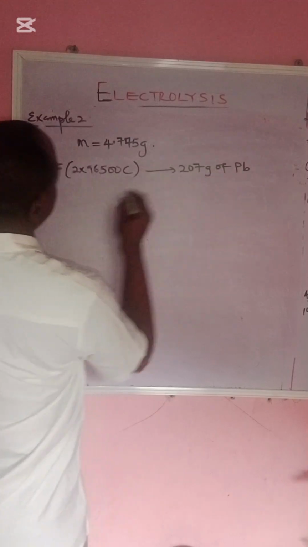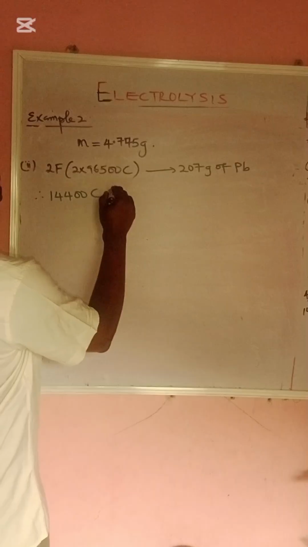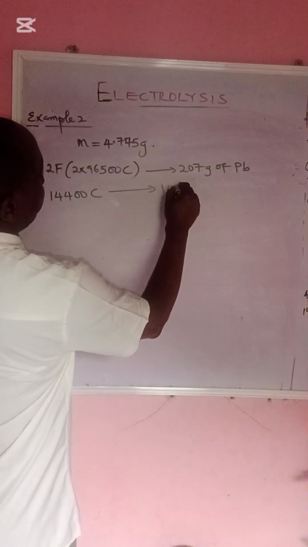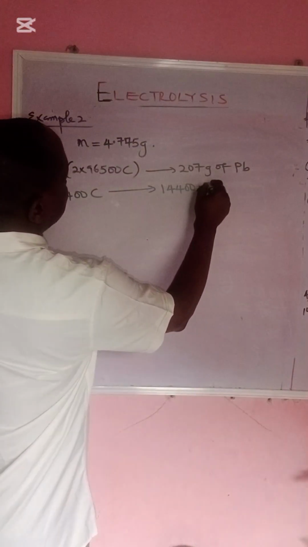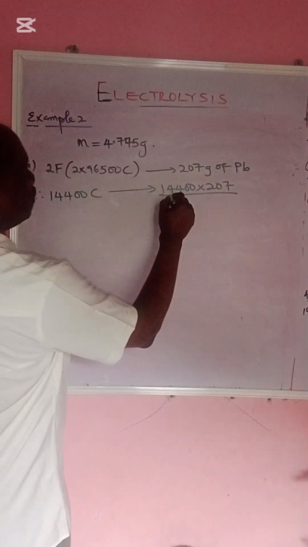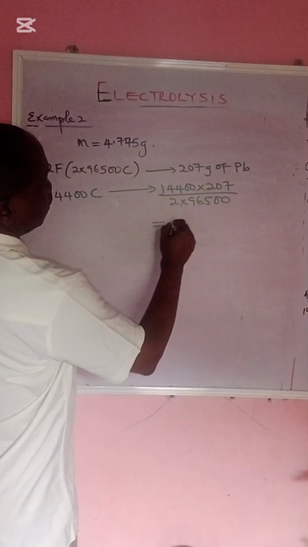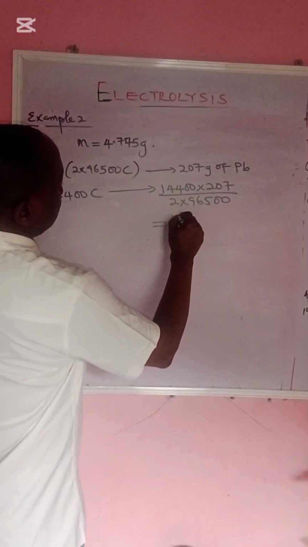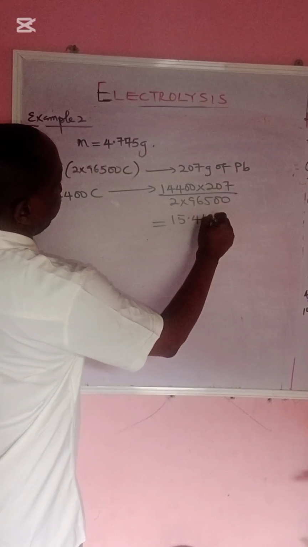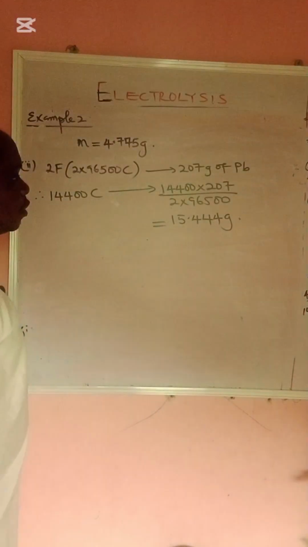So therefore 14400 coulomb will be 14400 times 207, everything divided by 2 times 96500. So the mass deposited will be 15.444 grams of lead.